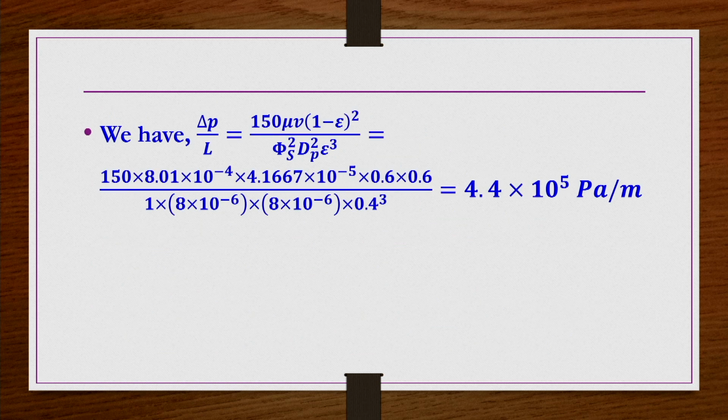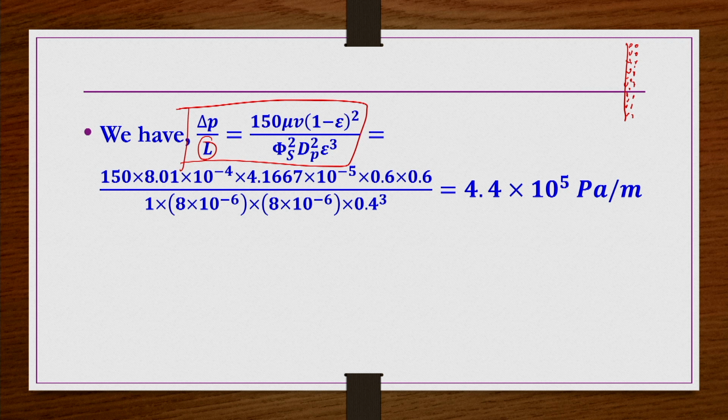Then we have to find out the thickness of this layer of particles, whatever gel layer has formed. As I mentioned, if this is the membrane, on this surface the particles are forming. Though this layer is very thin, we can apply the principles of flow through packed bed, and then we can use the Kozeny-Carman equation, that is delta P by L is equal to 150 mu v (1 minus epsilon) whole square by phi s square dp square epsilon cube.